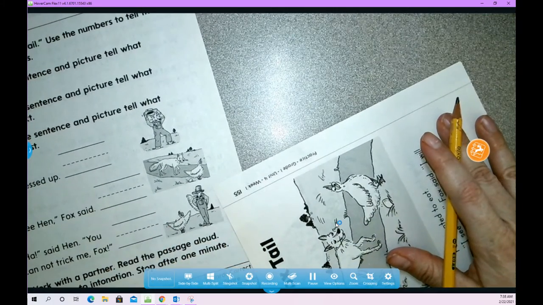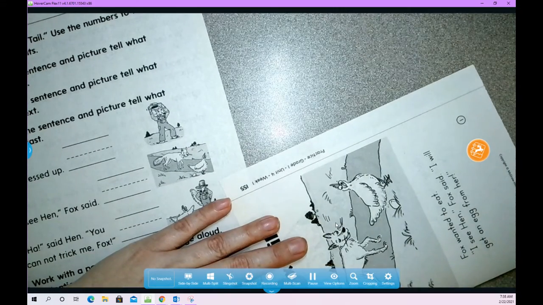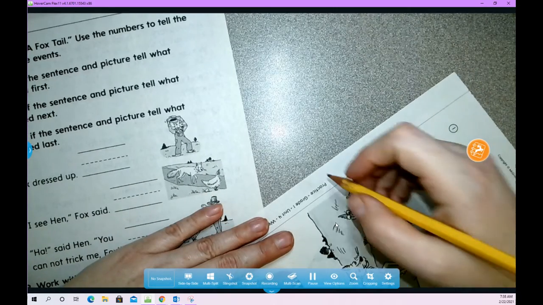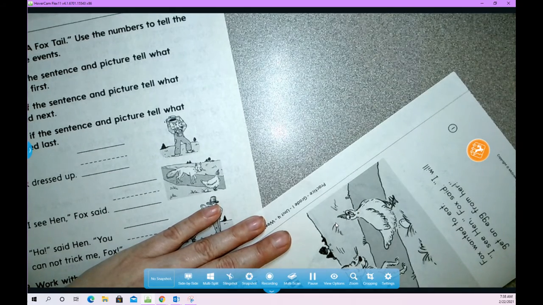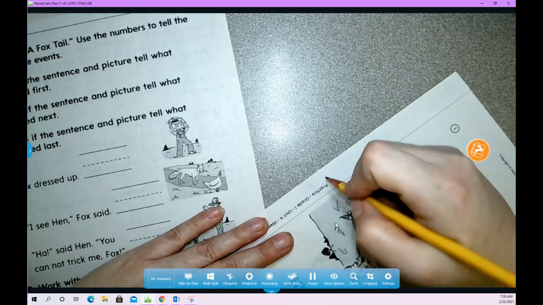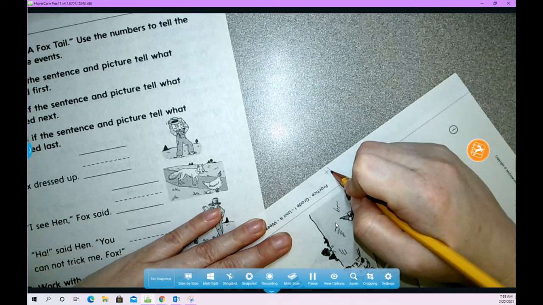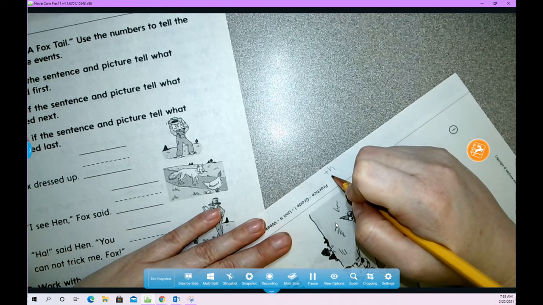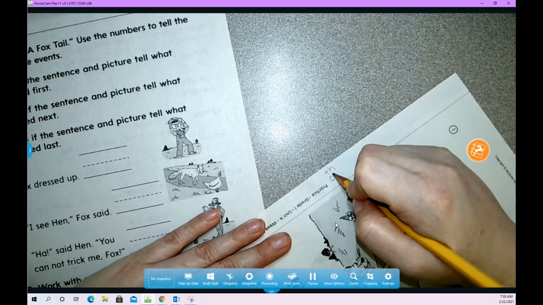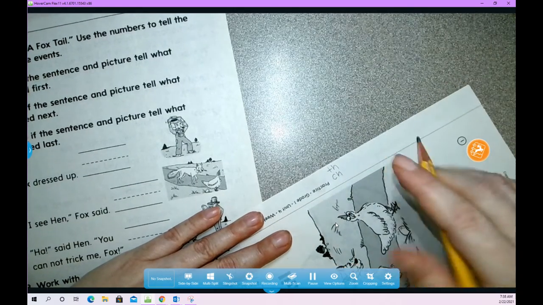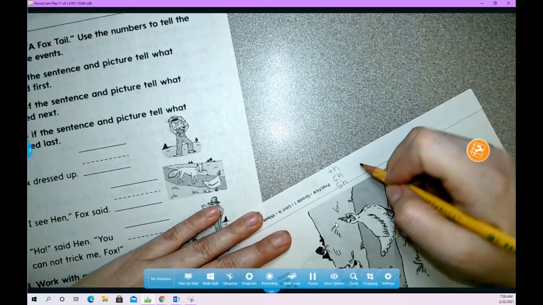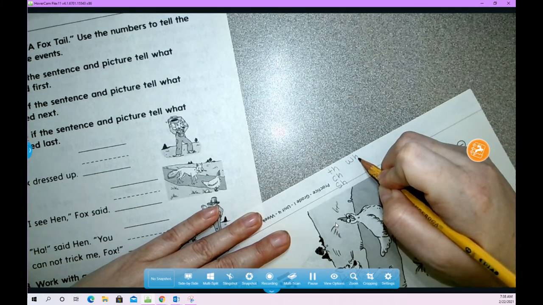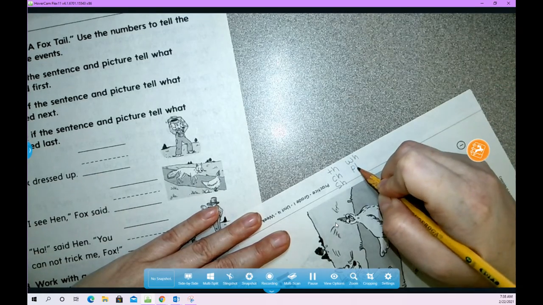Okay, and right here on the side, we're going to make note of a couple of things that you're going to be looking for. Okay, so as you're reading, I want you to see if you find any words with the TH or the ch or the sh or the f.